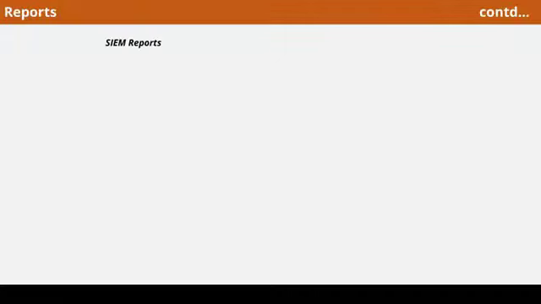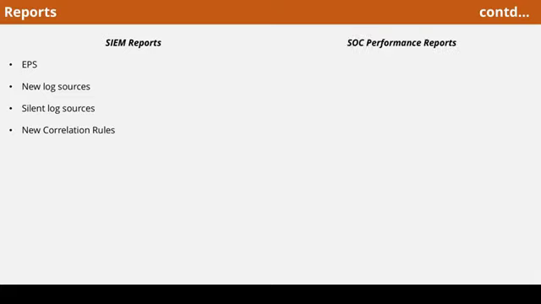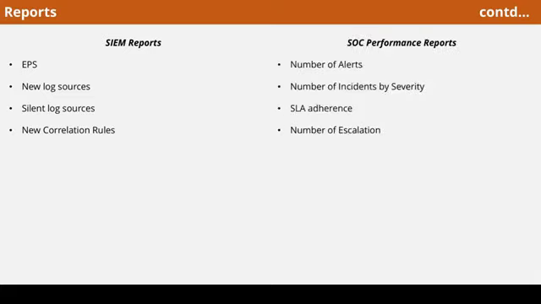Following that, there will be SIM reports wherein we include things like EPS, that is events per second, new log sources that have been identified, silent log sources which are not reporting logs, and new correlation rules that have been written. SOC performance report will include things like number of alerts, number of incidents by severity, SLA adherence, number of escalations.